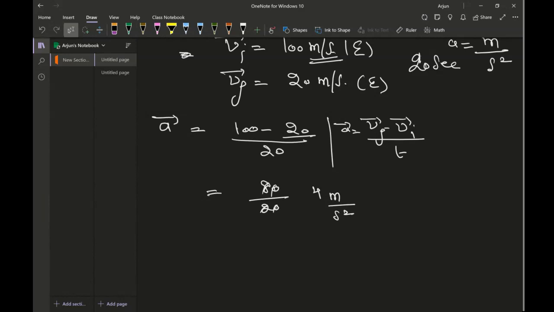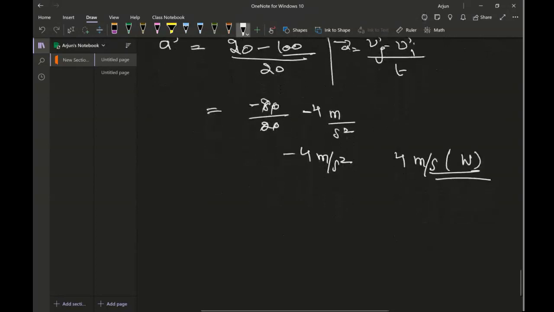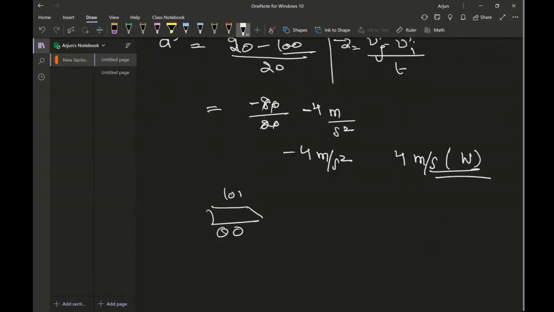Now, if you see, I've made a slight mistake in this one. I should have taken the final velocity. It is final minus initial. So this should have been 20 minus 100. This will be negative 80. So negative 4 meters per second square, which I can call 4 meters per second square in the opposite direction, west direction. So obviously, if the car is moving initially at 100 meters per second and then it is slowing down, it means the brakes are applied and the acceleration is happening in the opposite direction. This is 20 meters per second.